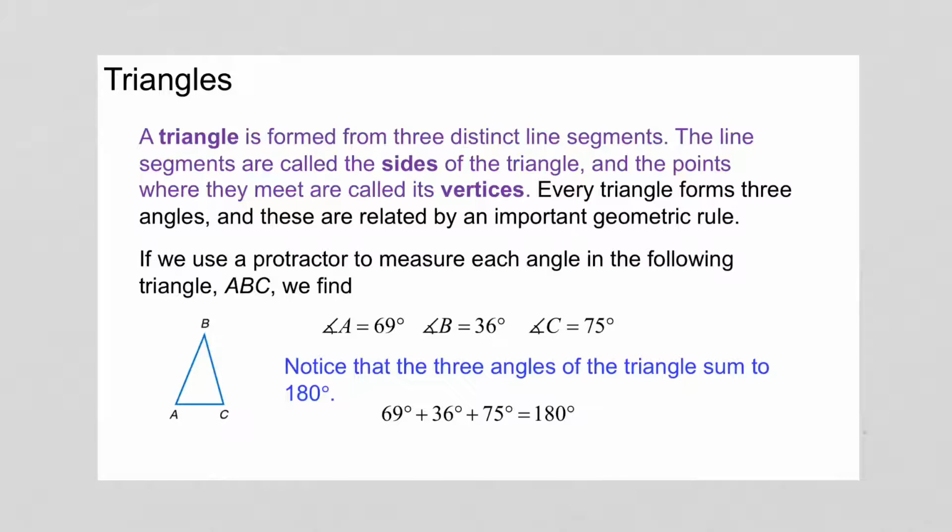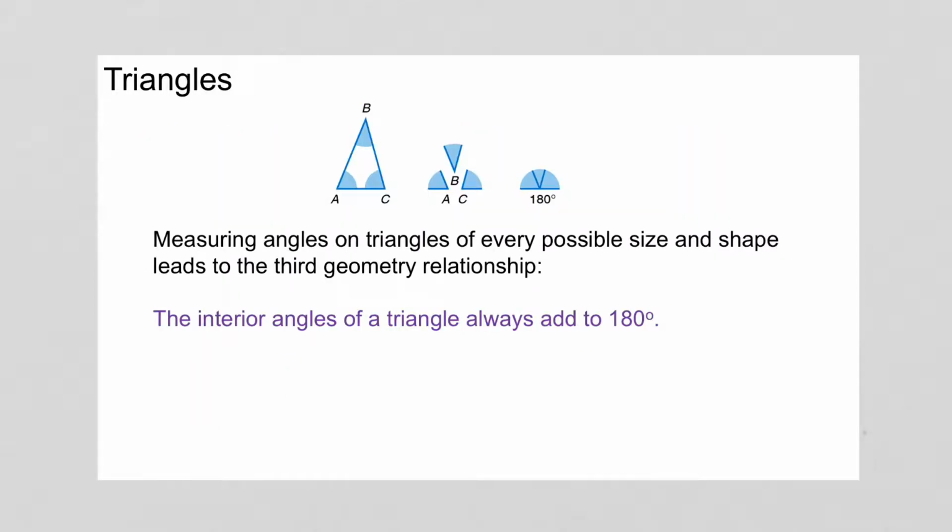Also, a triangle is three distinct line segments with three angles. The line segments are called the sides, and they meet at vertices, just like the vertex of an angle. And if you'll notice, if you add the measures of the three angles in a triangle, it always equals 180 degrees.